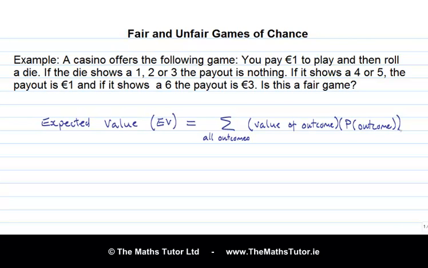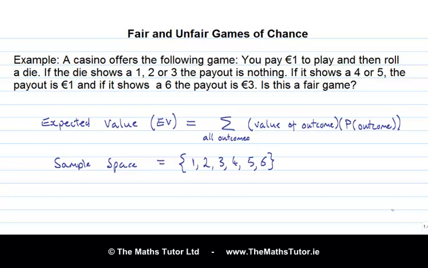Right, so the first thing we have to do here is list the outcomes. That means writing down the sample space. In this example, the sample space is all the possible outcomes that we can get when we roll a die. So here it is, it's the set 1, 2, 3, 4, 5, 6.